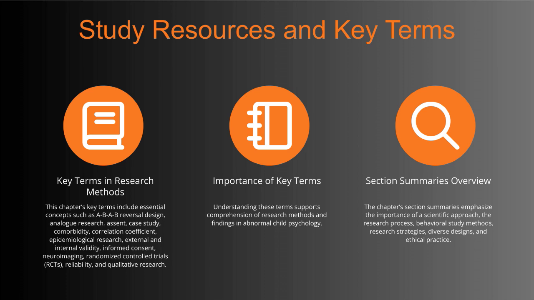The chapter also provides section summaries that highlight the scientific approach to research, the steps involved in the research process, and various methods used to study behavior. Additionally, these summaries cover different research strategies and designs, as well as the ethical considerations that must guide all research involving children. Together, these components form a comprehensive foundation for studying abnormal child psychology through evidence-based methods.